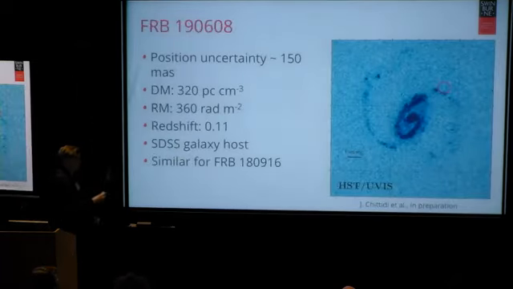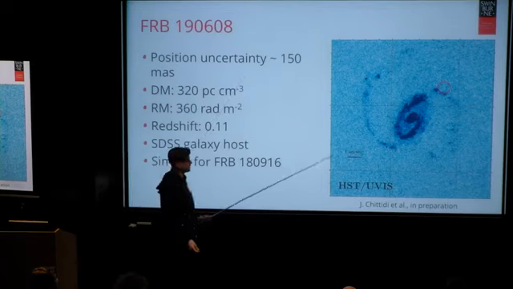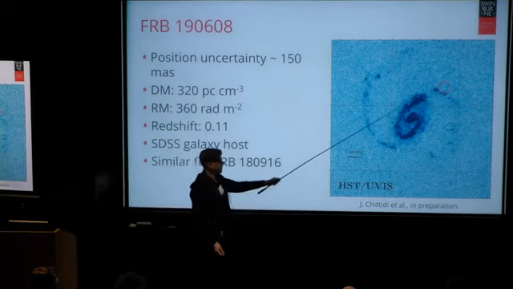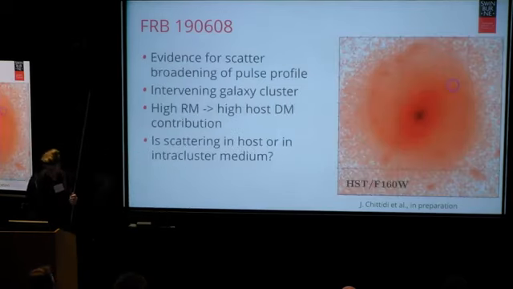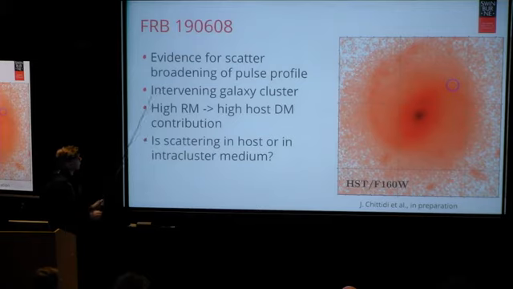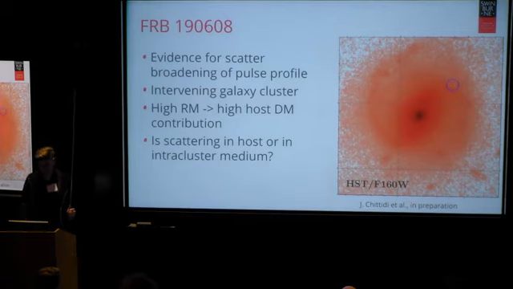So this is HST observations of the field, and you can see here this is in UV, and you can see here it sits on a spiral arm of this galaxy. So yeah, it's a very scattered pulse profile. So it suggests that we're able to use that to study what's going on in the intervening IGM.